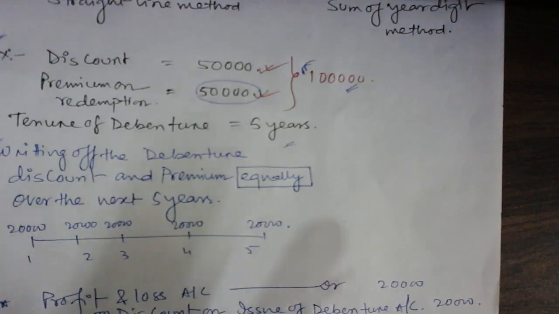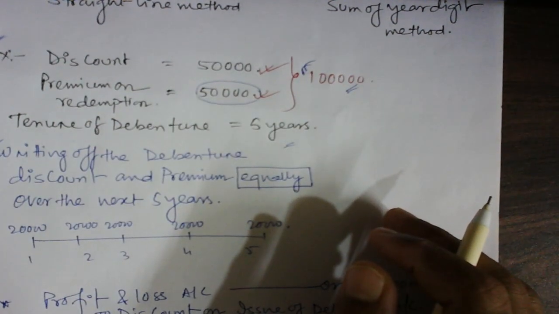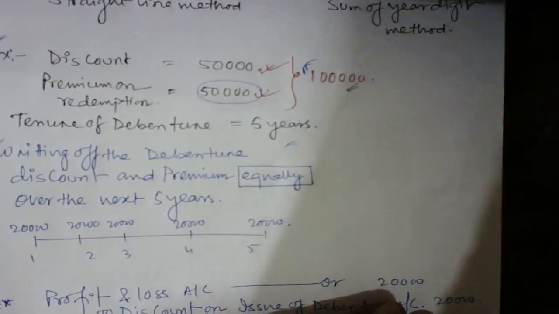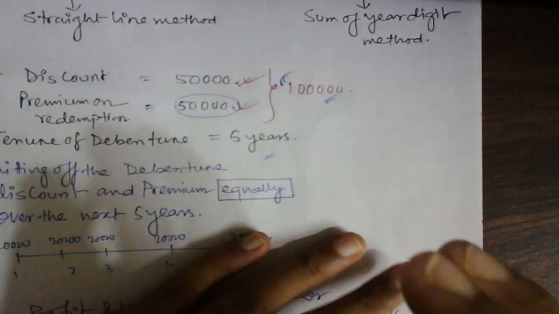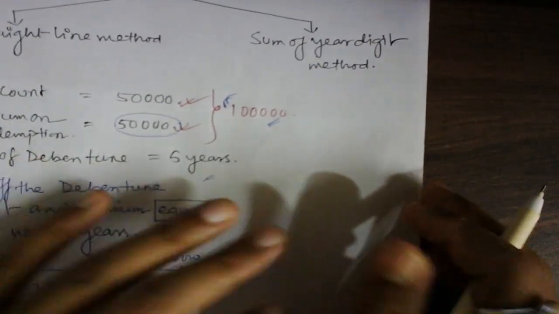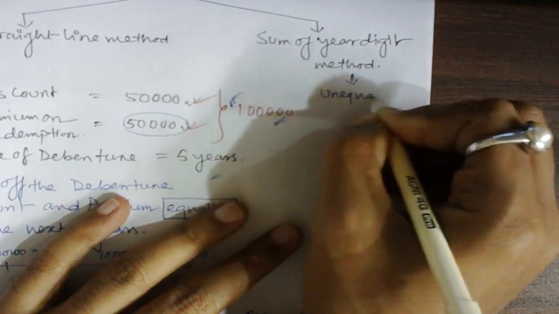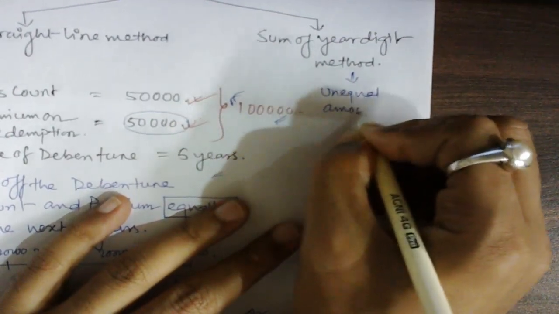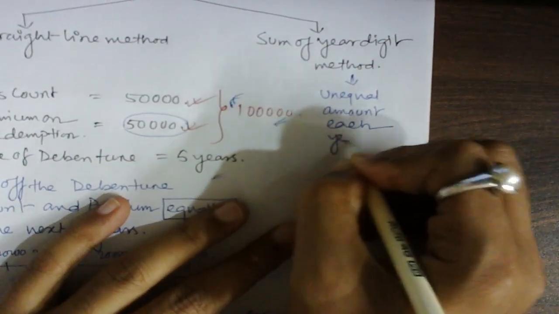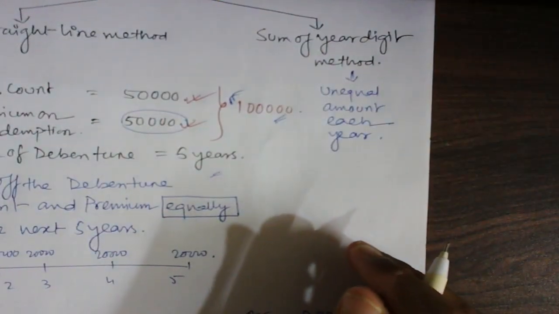अच्छा, next is the sum of years' digit method. Little bit of a different story is there with respect to this. Here क्या होता है पता है? The sum of years' digit method is mainly useful, and we would say it's a like unequal amount each year. It's very interesting. Okay, unequal amount each year.